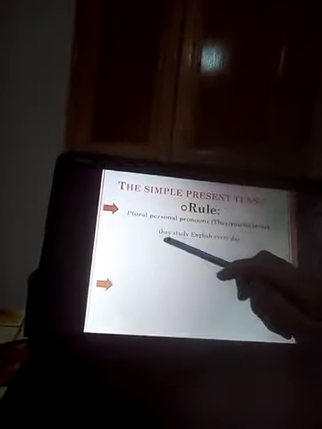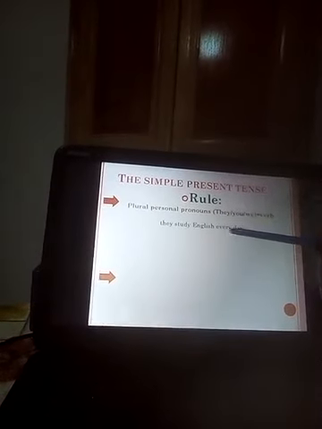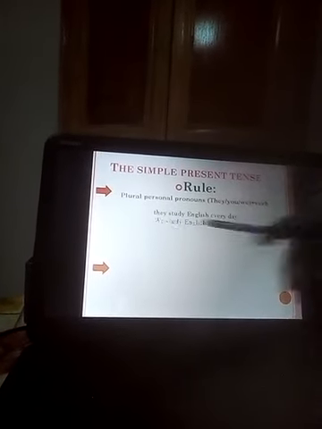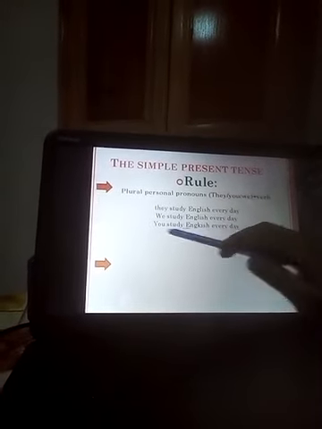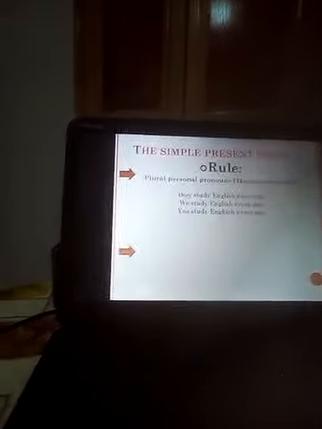So we have they study English every day. We study English every day. And you study English every day. So what does every day mean? It's a repeated action, an action that we do every day. I study English every day. It's a repeated action. It's a habitual action. Is it an action that happens now? No, it's a habitual action.